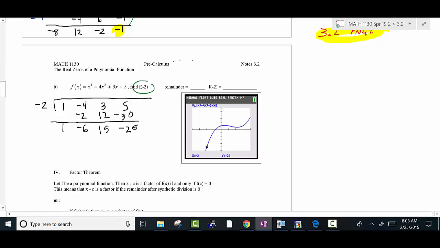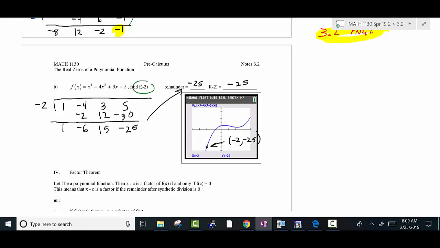It's the same process. Now your remainder is negative 25, so that means the function value is negative 25. All right, so whenever you divide a polynomial by a number, that remainder turns out to be the y value. Okay, and if you look at this graph that I gave you, I even have the number on here. You have the point negative 2, negative 25. That's what we did. So you can tell you've done that correctly by just tracing out that value on a graphing calculator. Okay? So that's all the remainder theorem is.